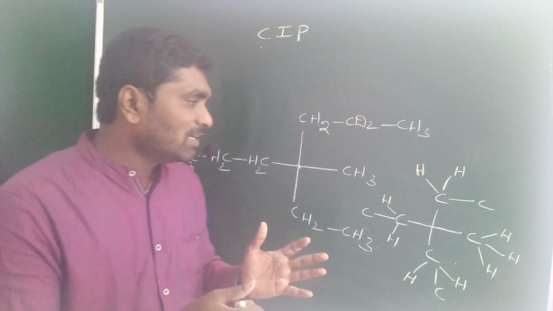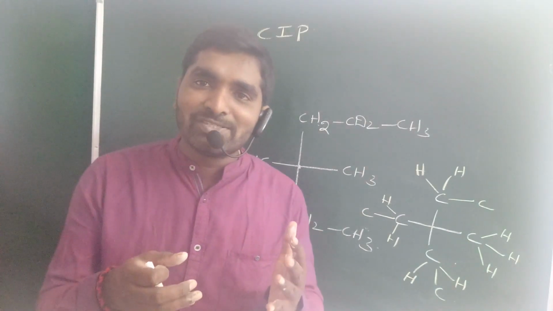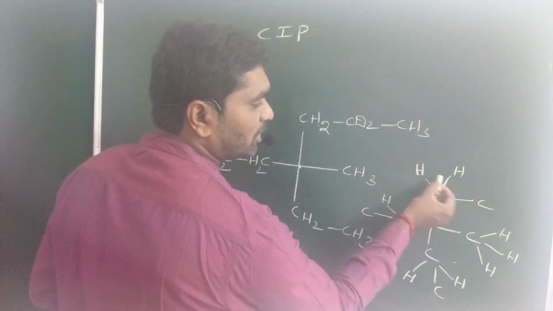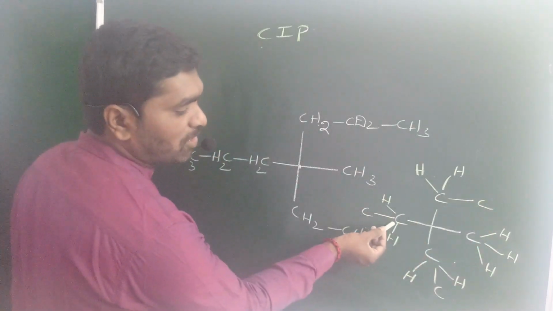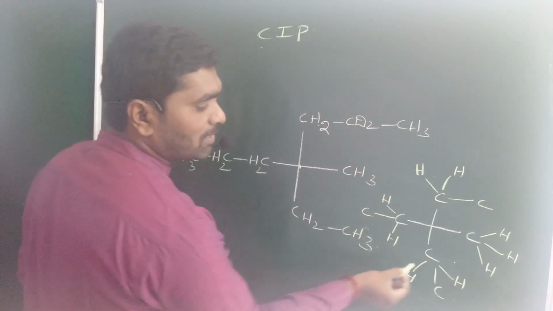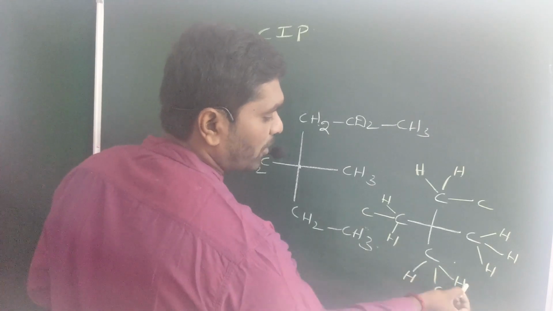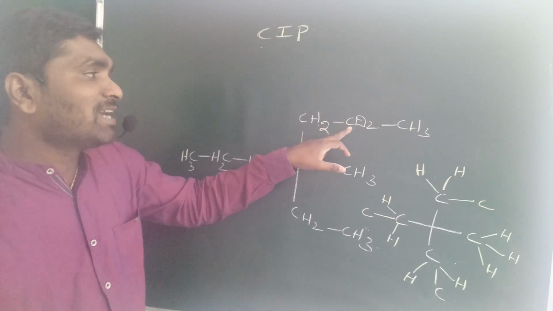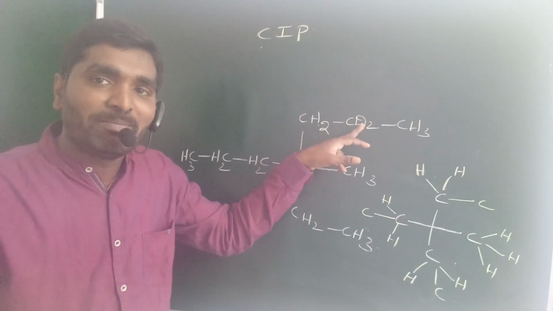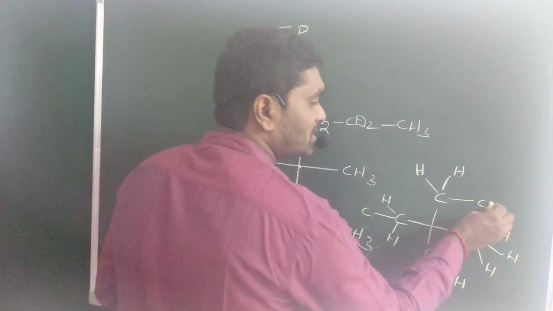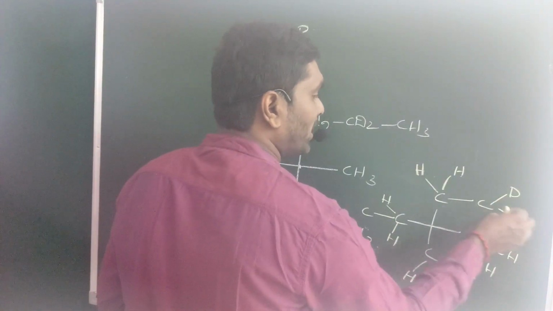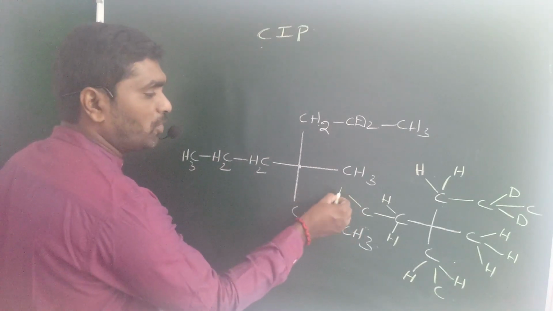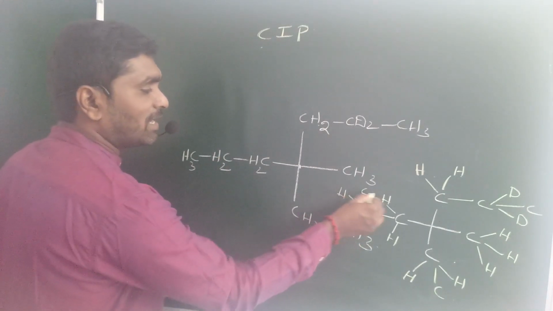Next one, which is the highest priority carbon? Look at this one. This carbon is bonded with 2 hydrogen and carbon. This carbon is also bonded with 2 hydrogen and carbon. This carbon is also bonded with 2 hydrogen and carbon. But this carbon is bonded with 2 deuterium and another carbon. But this carbon is bonded with 2 hydrogen atoms and another carbon.